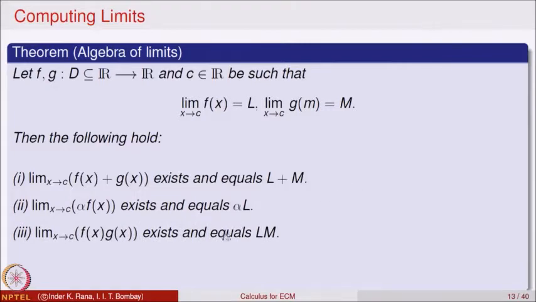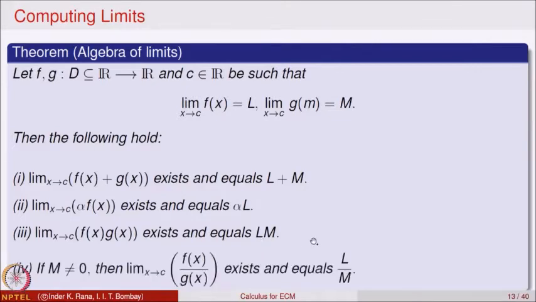And the third thing is we are looking at the product of the two functions, product of f with g. It is defined as f(x) into g(x). Limit of the product also exists and is equal to the product of the limits, that is L M. So, limit of the sum is equal to sum of the limits, limit of the scalar multiple is equal to scalar multiple of the limit, and limit of the product of the functions is equal to product of the limits.